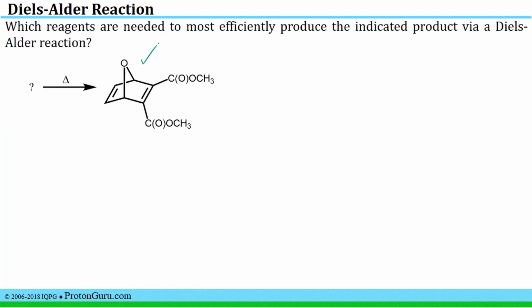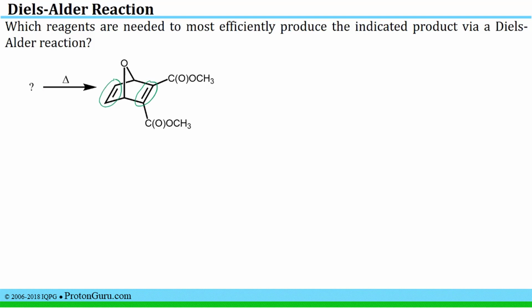So here I've drawn this bicyclic structure in a similar fashion to what I did for the previous problem, but I'm asking this in the opposite direction. Instead of asking you what the product will be, I'm asking you to provide the starting materials that would get you to this product.